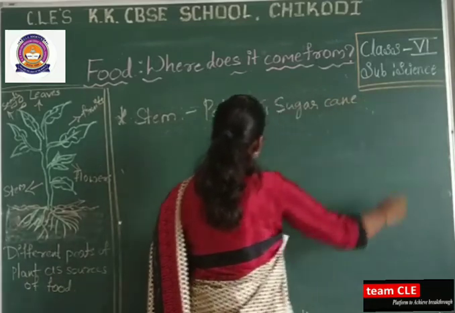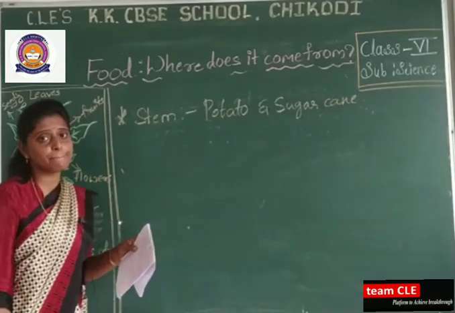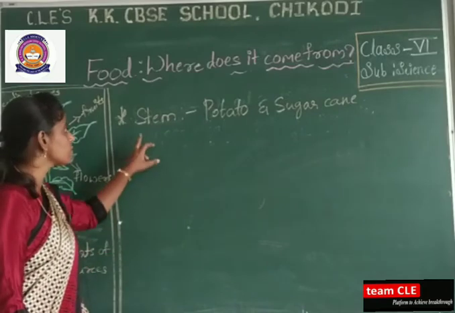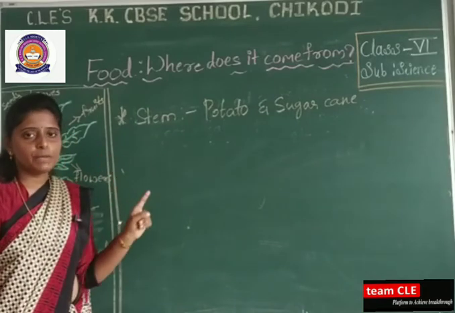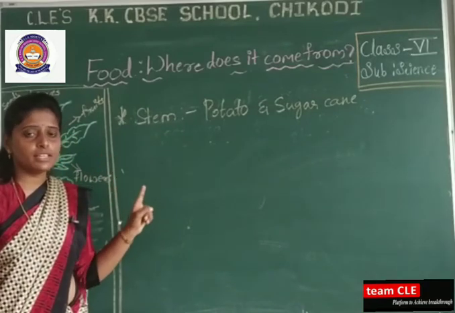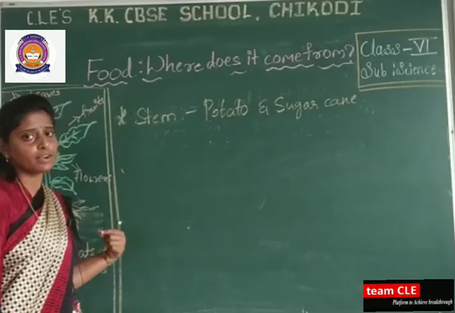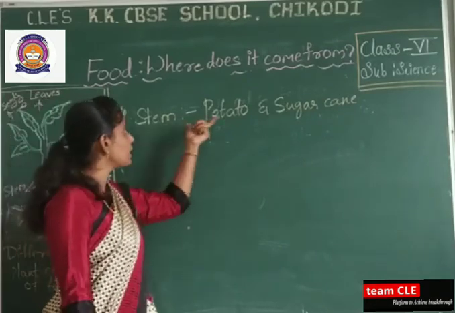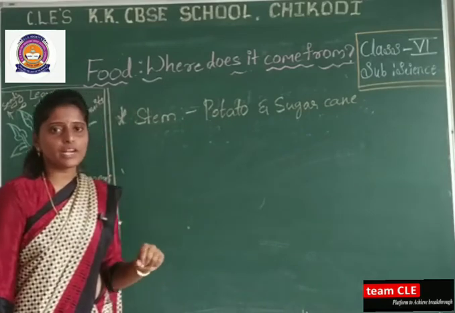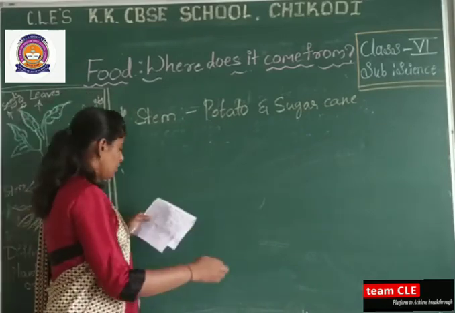Sugarcane. Potato and sugarcane will come under the stem part. These are considered as a stem here. Sweet potato, carrot, dahlia, turmeric, these all will come under a root part. Then under the stem part, we will be having a potato and a sugarcane.